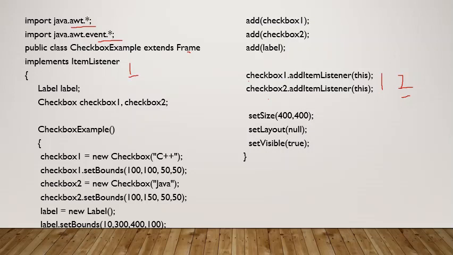So checkbox1 is equal to new Checkbox("C++"), then put the bounds with setBounds. Checkbox2 is equal to new Checkbox("Java"), then checkbox2.setBounds. The label we have created empty, because afterward we will display the result in it. Then label.setBounds with x and y coordinates, width and height. Then we add checkbox1, checkbox2 and the empty label. Then the registration methods, setSize, setLayout(null), setVisible(true).